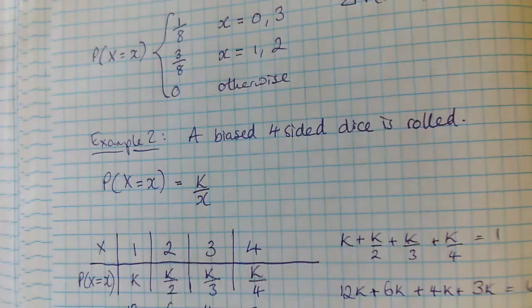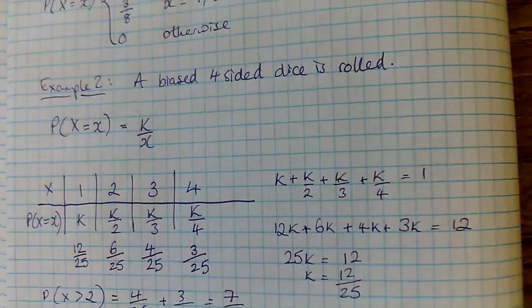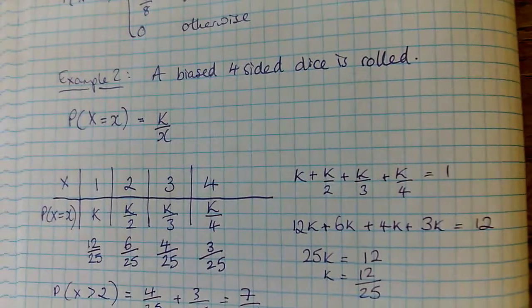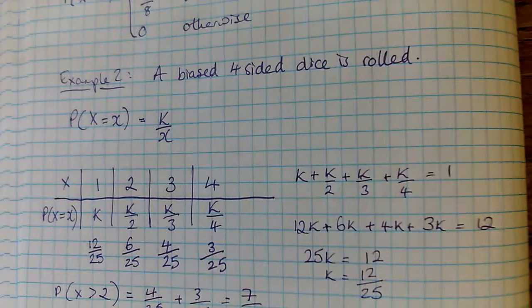Now, using that simple fact that we've talked about a lot before, and just reminded you of, that these probabilities have to add up to 1, next to that table I've written that k plus k over 2 plus k over 3 plus k over 4 has to equal 1, by definition of probability. Now, that is an equation that I can solve relatively simply by multiplying by 12. I multiplied by 12 because 12 is the lowest common multiple of 2, 3, and 4, so that'll get rid of all those denominators straight away.